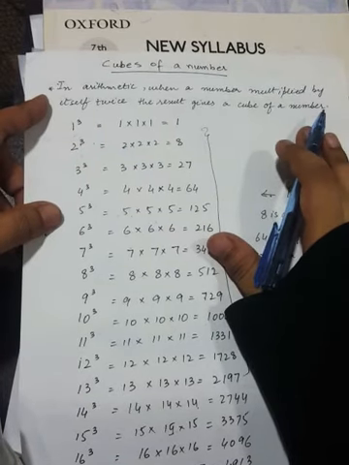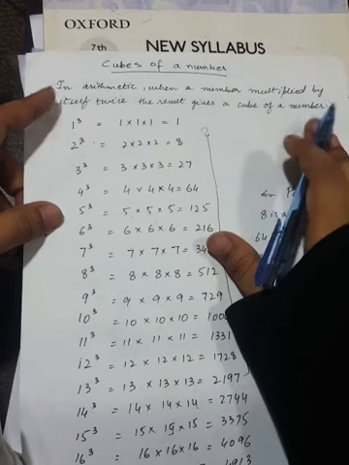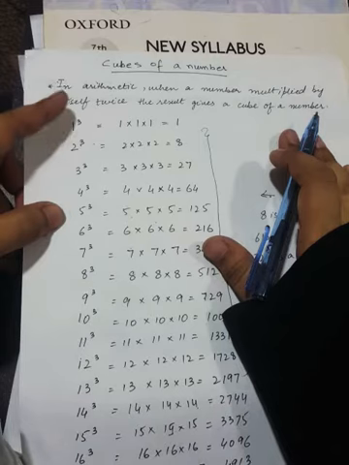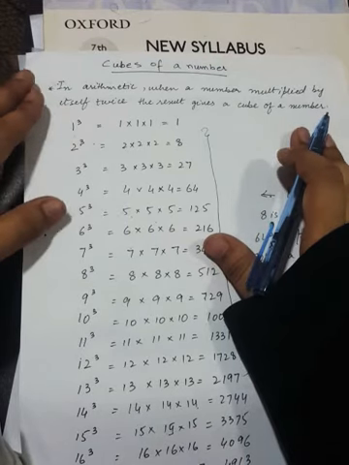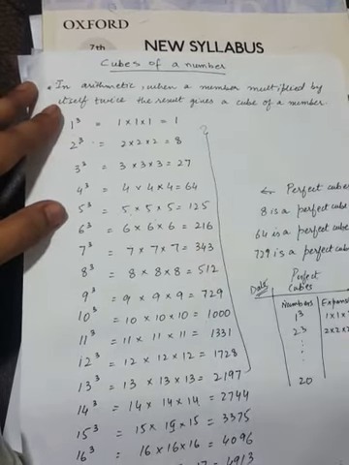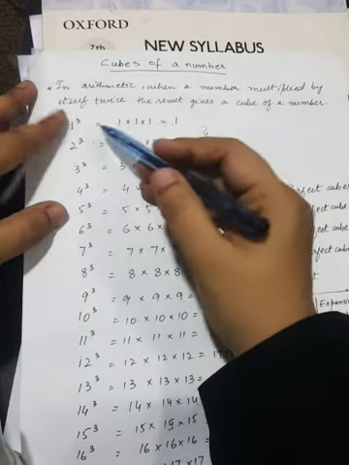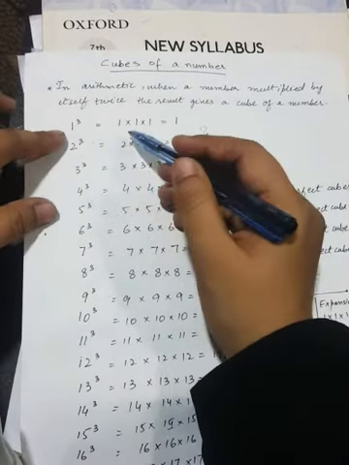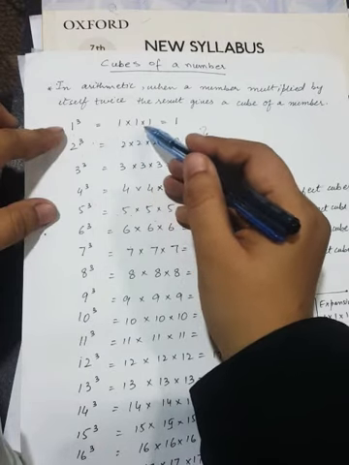First see the definition. In arithmetic, when a number is multiplied by itself twice, the result gives us a cube of a number. This is the general definition. Now, one cube. These forms are written in index notation. 1 cube, 1 multiplied by 1 multiplied by 1.